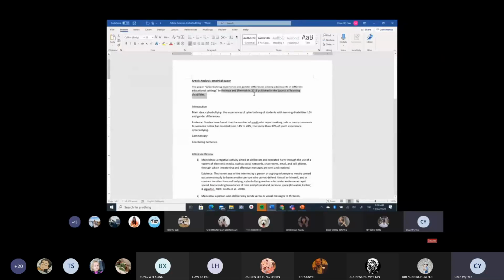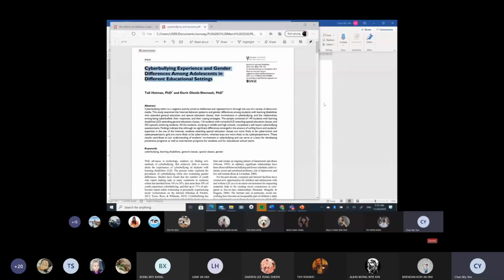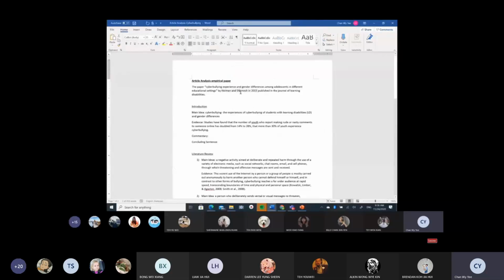This is followed by the author, Heyman and Shemesh. This is a narrative in-text citation. I'm sure you learned it with the librarian. It was published in the Journal of Learning Disabilities. Remember, I told you journal articles are published.